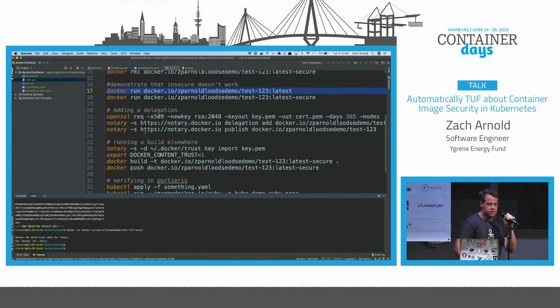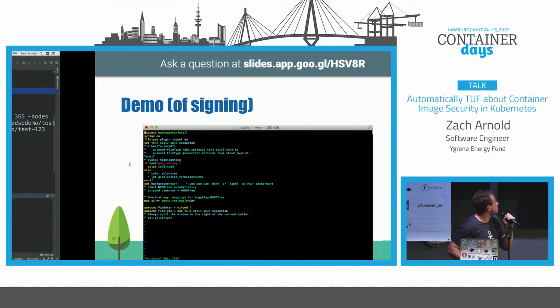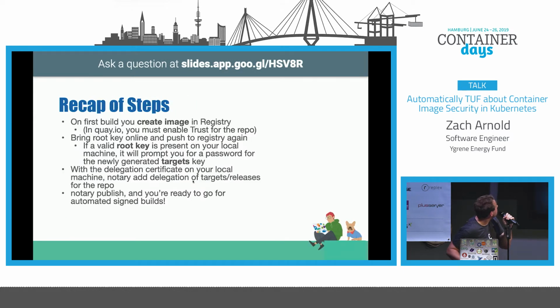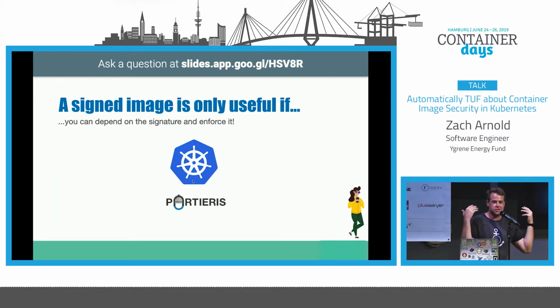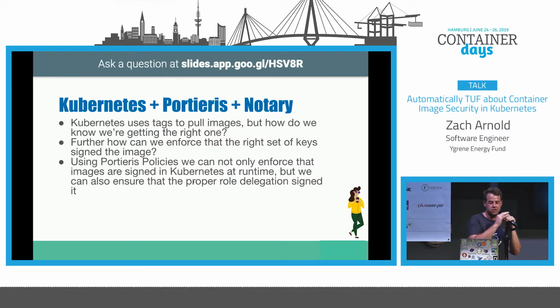Okay, so that was cool, but that's not everything, because we actually need to enforce it. Yes, so this is what you guys just saw. So enforcing. A signed image is only useful if you can actually depend on the signature to enforce it. So the way that this is done, IBM's created a really awesome tool called Portieres. You can get it as a Helm chart, you can put it in your cluster tomorrow, and you can start enforcing images. And the way that this works is Kubernetes uses tags to pull images, but in order to know that we're getting the right one, Portieres will install itself as an admission controller and be the go-between.